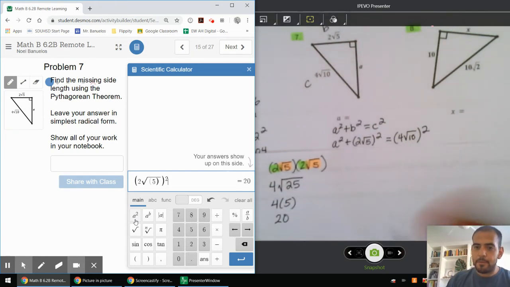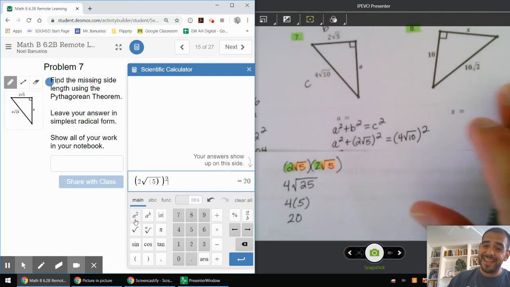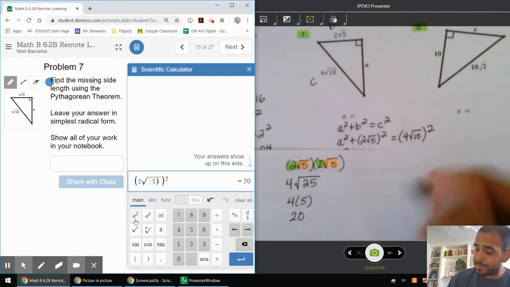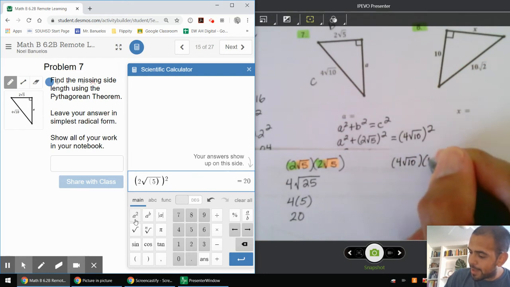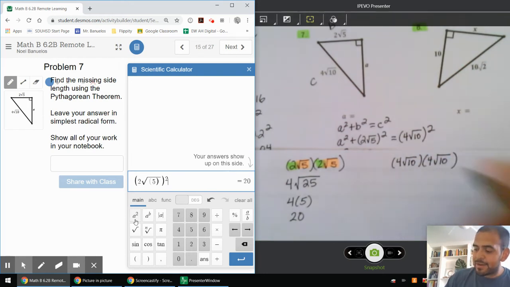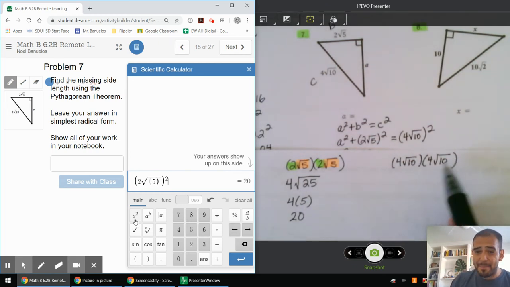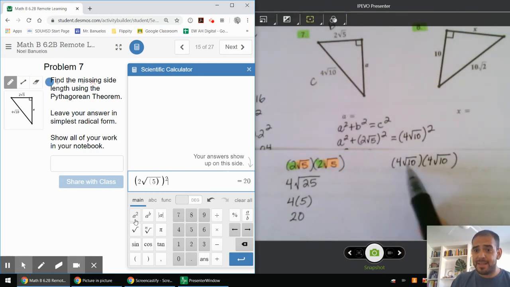So you're multiplying 4 times the square root of 10, 4 square root of 10 squared. You're multiplying that by itself twice. Now remember, you can multiply numbers that are inside the radicals. So I can multiply 10 times 10, but I can't multiply 10 times 4 because this is inside the radical and this is outside of the radical. So you can't do that.